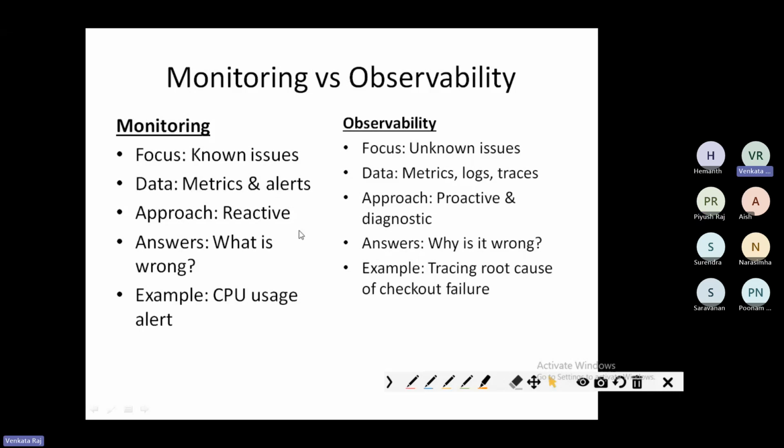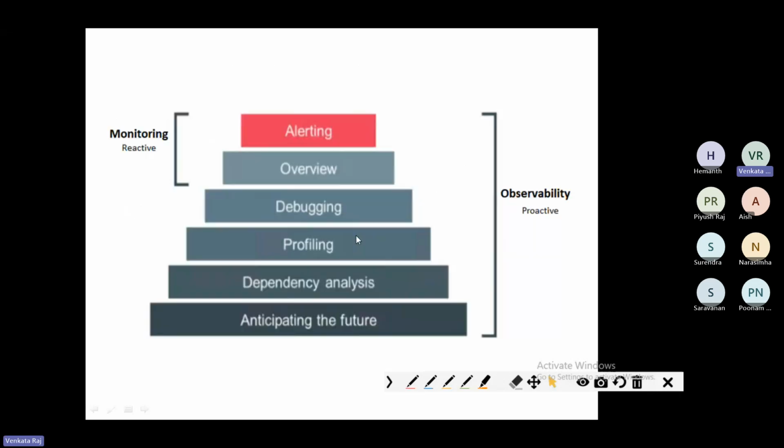Okay. Any other questions, anyone? Okay, so we'll move on to the next one. So guys, as I told you, monitoring is reactive in nature, where we are focusing on alerting and just the overview of the application. We are focusing only on alerting and only on the overview of the infrastructure. But observability is proactive, where we are definitely looking into the alerting part and the overview.